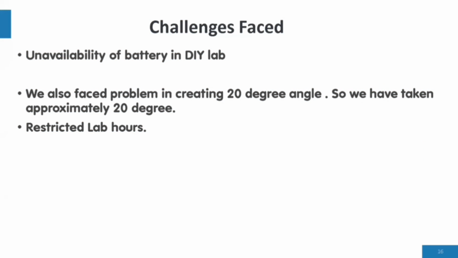The challenges faced during the project were, firstly, the unavailability of battery in the DIY lab. We tried to make a project and the battery was finished, and there were no more batteries available in the DIY lab. We also faced problems creating an exact 20-degree angle. So we have taken approximately 20 degrees. It is somewhat around 80-90 degrees. This happened due to the inaccuracy of the instrument, and also due to the orientation of the car.